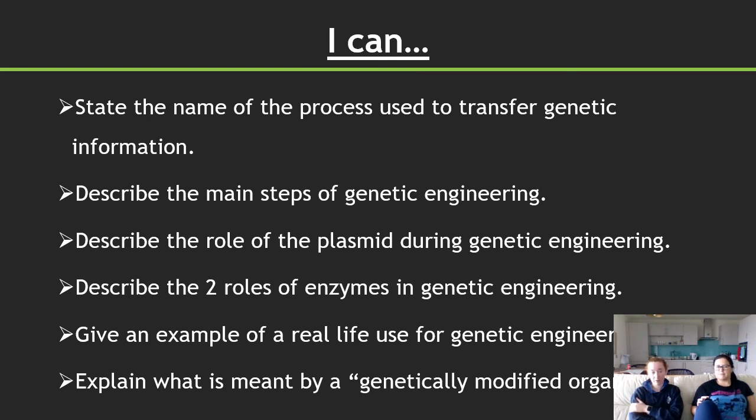An example of a real-life use for genetic engineering, so that is the production of insulin, and explaining what is meant by a genetically modified organism. That is simply an organism that's had its genes tampered with or changed in a way so they are not producing what they naturally would produce.